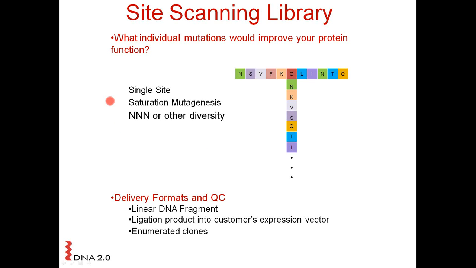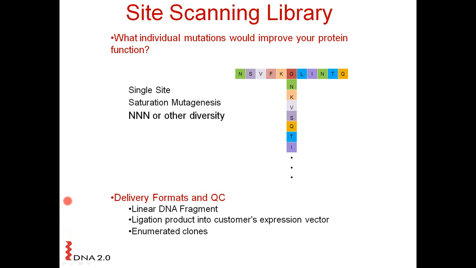And you're going to replace that residue with a variety of other amino acids using some sort of ambiguity. And then we're going to specify this here as an NNN, which is going to give you all 64 codons, including stop codons, as part of what you receive. You can receive these either as a linear DNA fragment, which is just going to be sequence verified, as a ligation product in your vector, or even as enumerated clones. That increases your cost, but also gives you something that could be much more useful functionally.